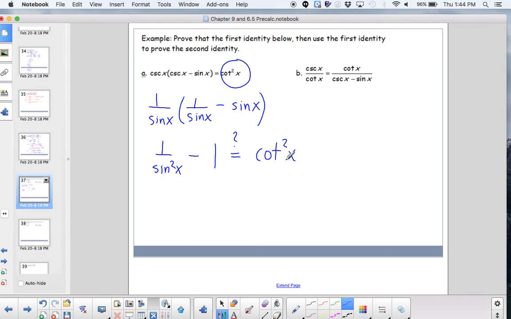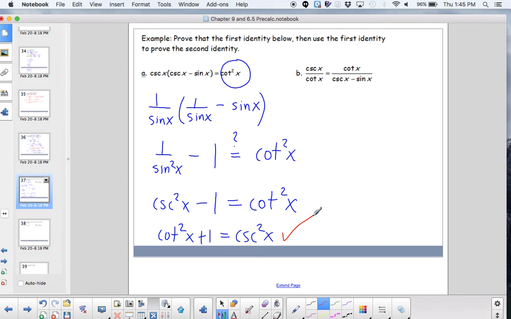Well, I know 1 over sine squared x is cosecant squared x. And if you remember, cotangent and cosecant have a Pythagorean relationship. And I can quickly just change this to cotangent squared x plus 1 is equal to cosecant squared x. And so I've set it equal to a previously proven identity, which means that yes, this does work out.